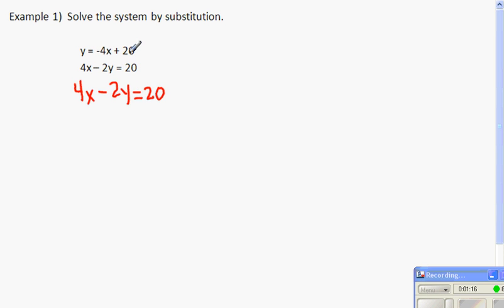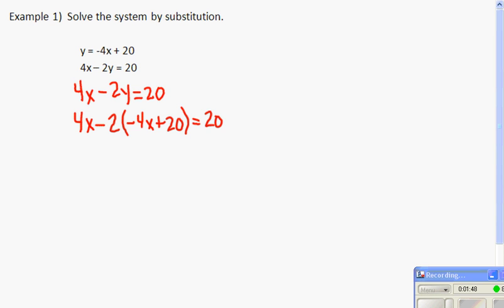y, back up in step 1, is done. y is equivalent to negative 4x plus 20. So you need to use the substitution there. Minus 2. Now, instead of the y, we're using what y is equivalent to, and that is negative 4x plus 20. And then we need to say equals 20.